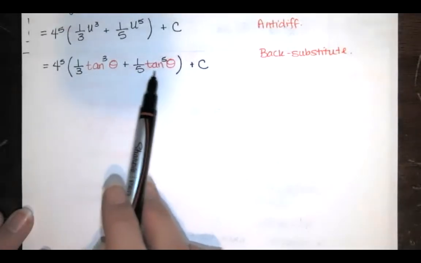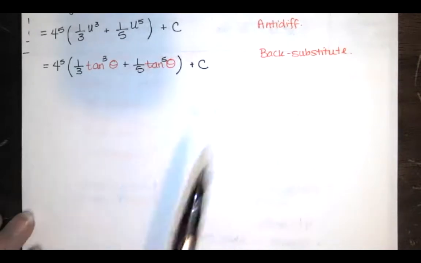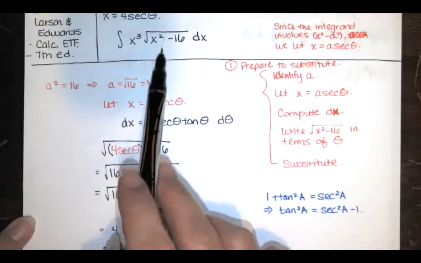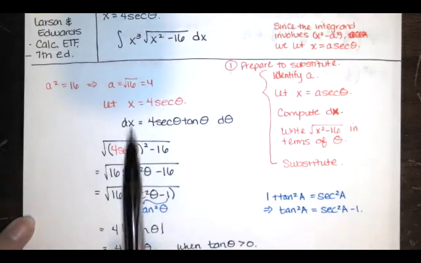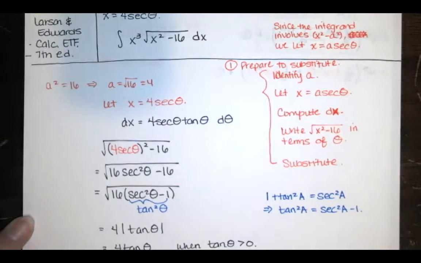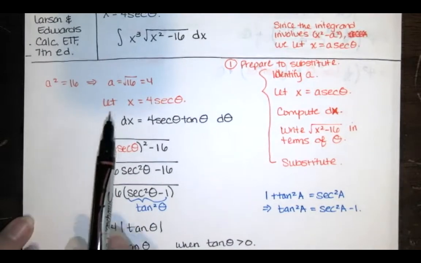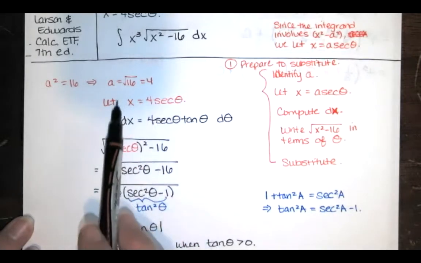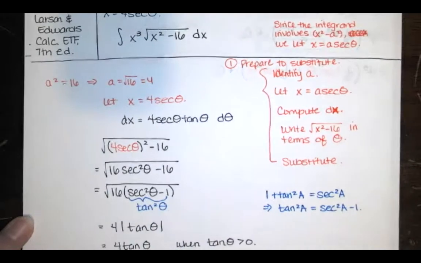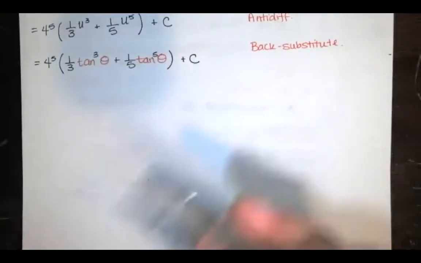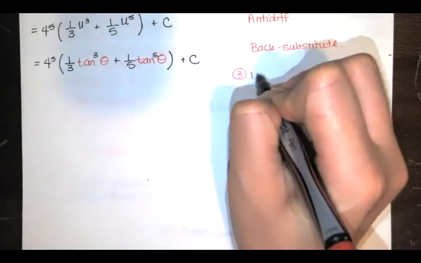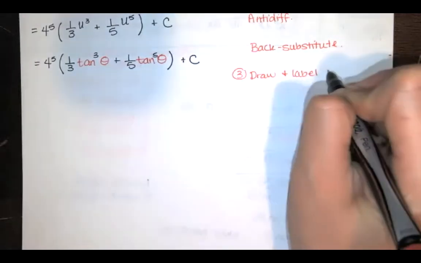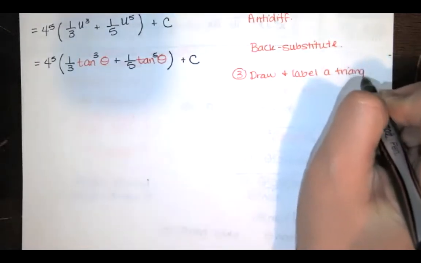But we want to go back to x. This is the answer in terms of theta, but theta was just a variable we made up so that we could solve this problem. So we need to write tangent of theta in terms of x. One way that we can write tangent of theta in terms of x is to draw a triangle involving theta and x using this initial substitution. So that's what we do next. That's our third step. So we're drawing and labeling a triangle using our initial substitution.